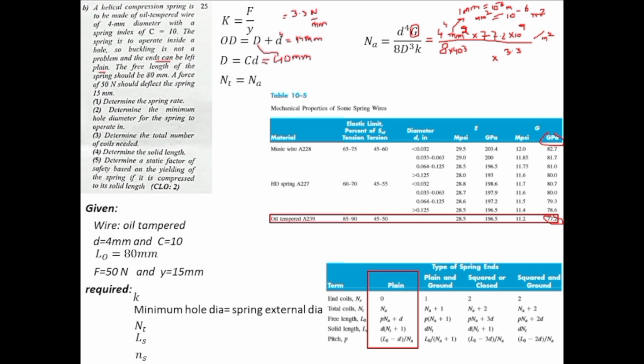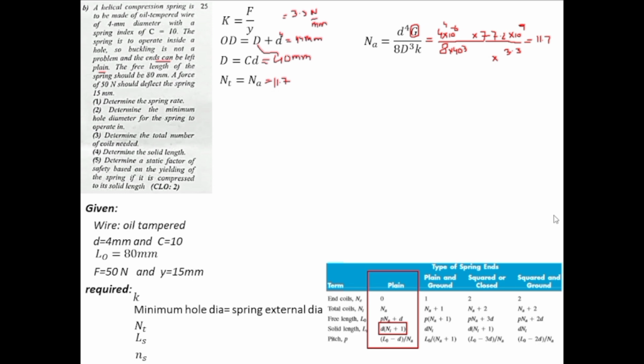10 raised to the power minus 6 meter square. So instead of this millimeter square, we can put 10 raised to the power minus 6 meter square. So this meter square and this meter square will cancel each other out, and it will give you 11.7 turns. Now after that we can find out the Ls value as well. It is equal to d into Nt plus 1. d is 4 and Nt is 11.7. So Ls is equal to 50.8 millimeter.